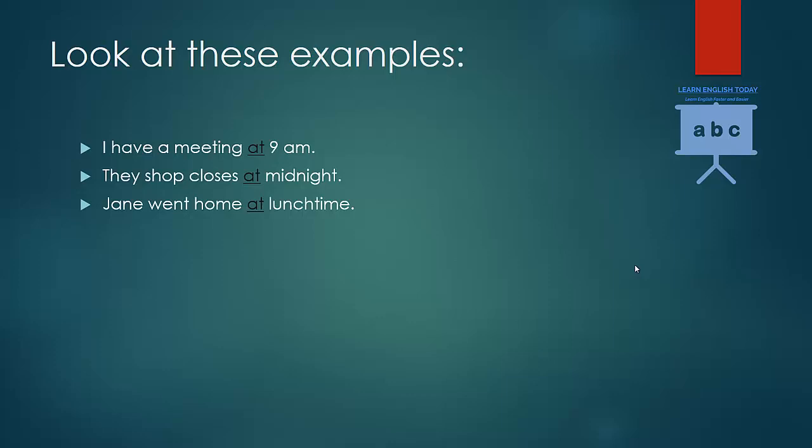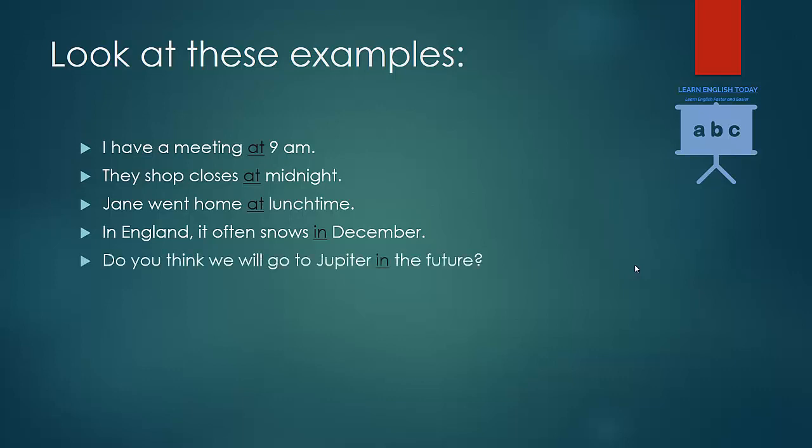The next one, in England it often snows in December. December is one of the months of the year, so we can use what? In. The next example, do you think we will go to Jupiter in the future? We can use in the future, or in the past. The next one is, there should be a lot of progress in the next century. In the next century, so we can use in.